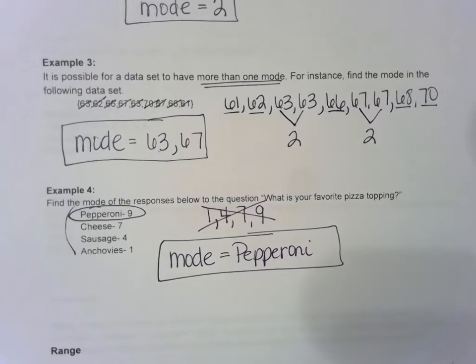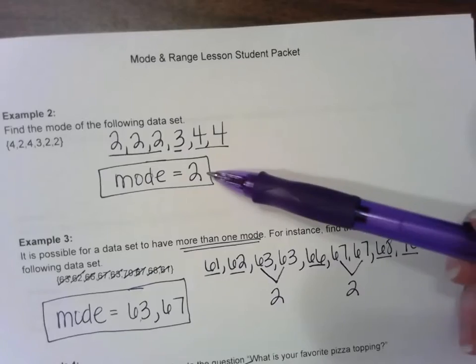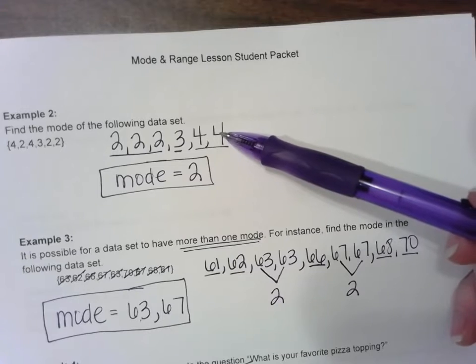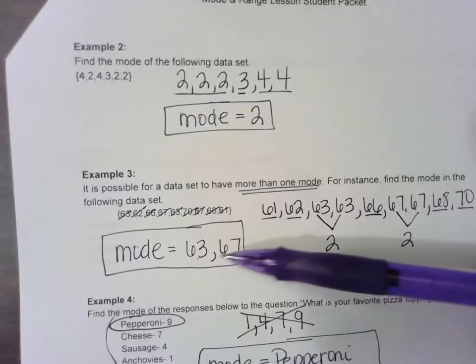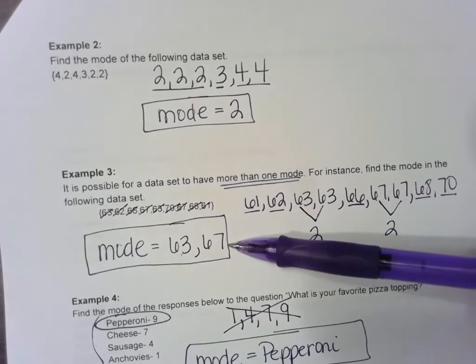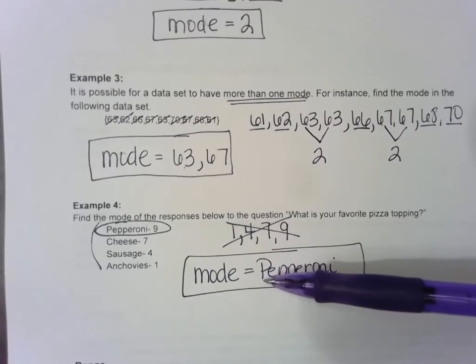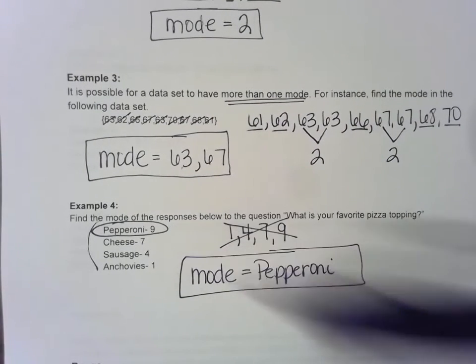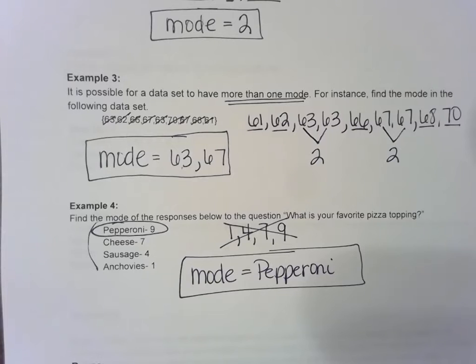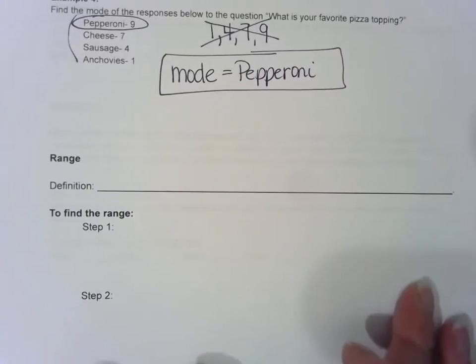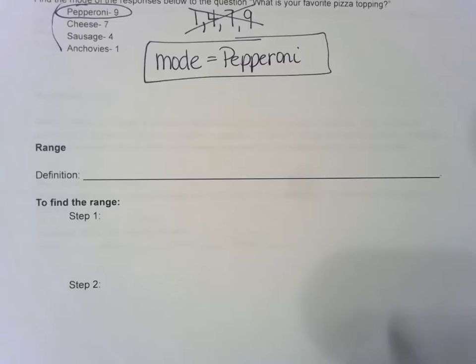So you can have a single mode with a numeric data set. You can have more than one mode for a numeric data set. You can also have a mode for a categorical data set. And that's it. Mode's pretty plain and simple, cut and dry. So let's go ahead and move on to the range of a data set.